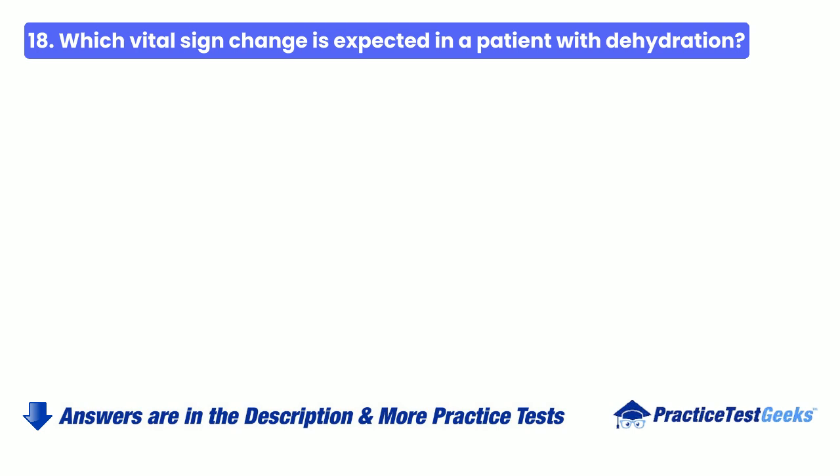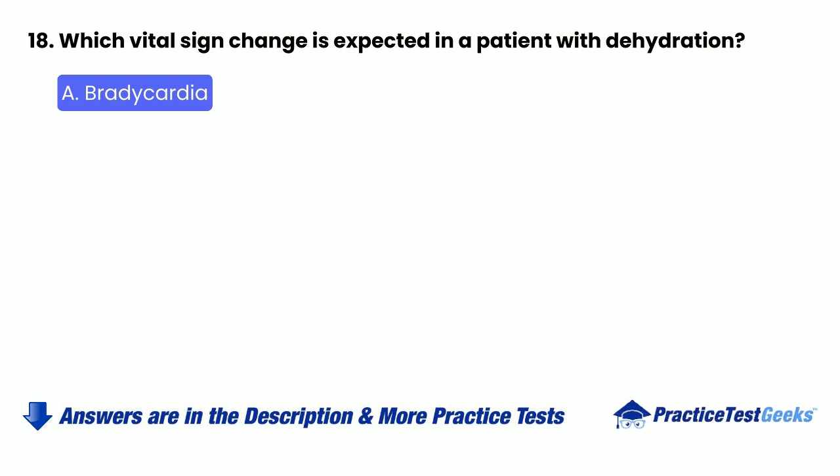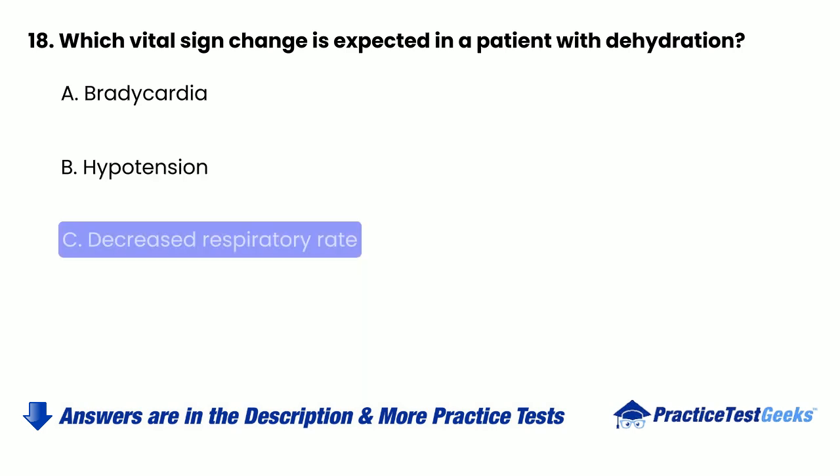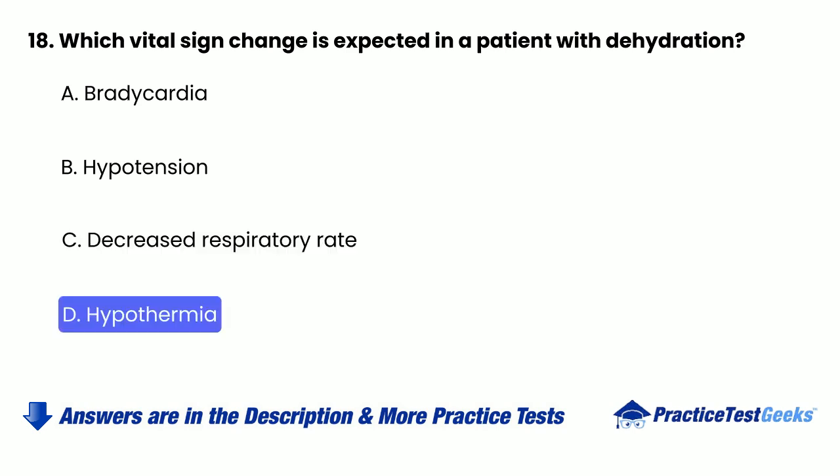18. Which vital sign change is expected in a patient with dehydration? A. Bradycardia. B. Hypotension. C. Decreased respiratory rate. D. Hypothermia.